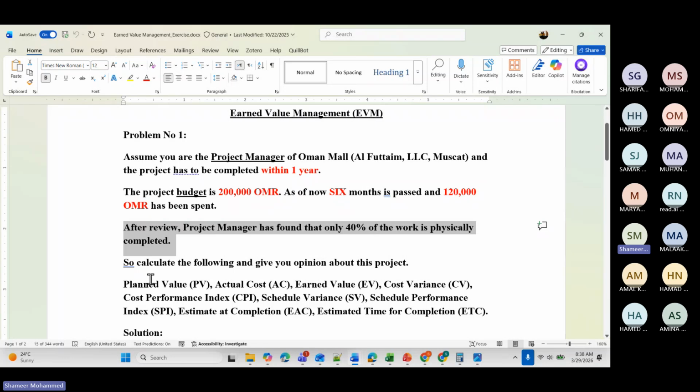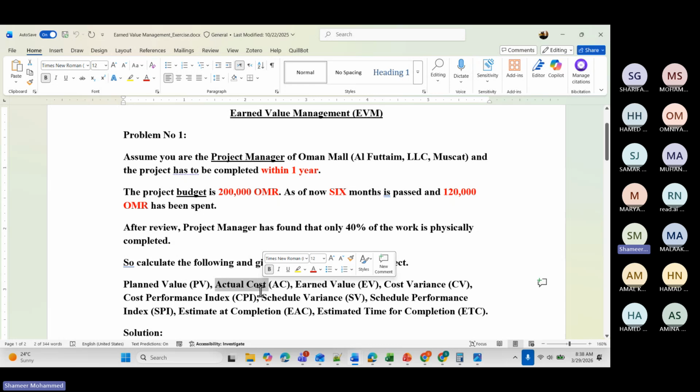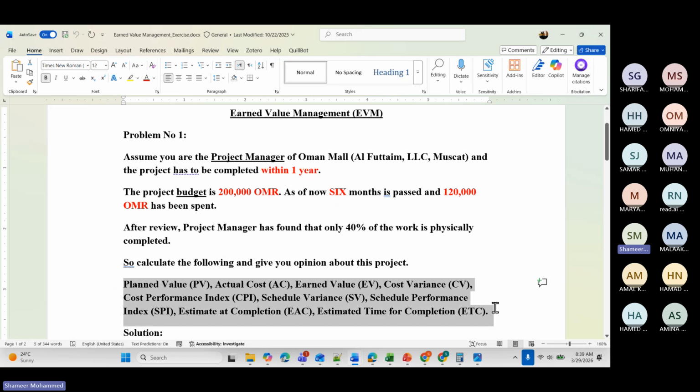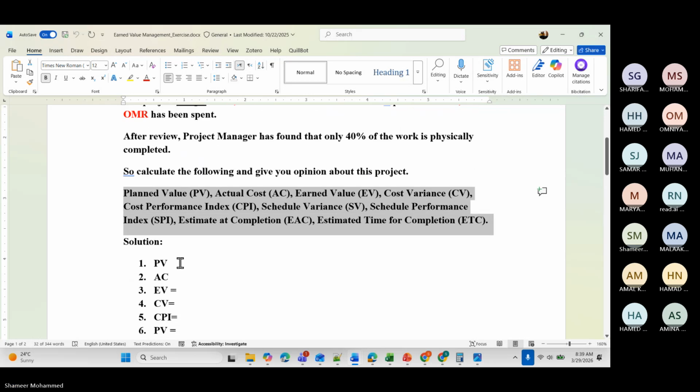Now what you have to do: calculate the planned value, actual cost, earned value, cost variance, cost performance index, schedule variance, and the schedule performance index, how much amount it will take to complete the project and how much time it will take. So you need to do these calculations. Slowly we will solve. So take your paper and pen.